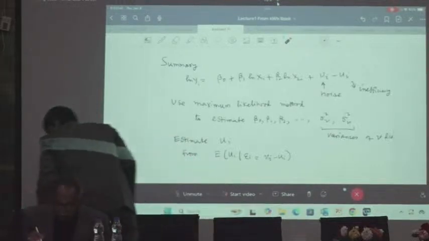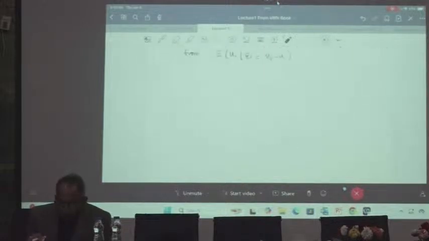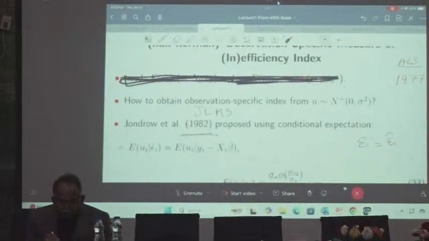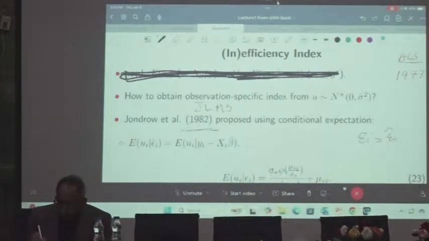This is based on the distribution assumption that this is normal and this is half normal. You can get a formula for the conditional mean, that is the expected value of U given epsilon, where epsilon is the residual, which is the sum of V and U. So your epsilon is V minus U. Sometimes we put the subscript i to indicate that this is a cross-sectional model. Maybe in the next session, I'll get to the final model where I will have two subscripts.